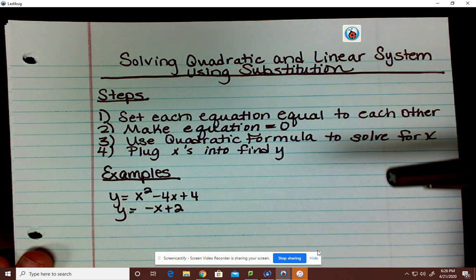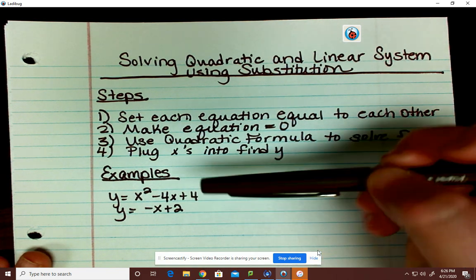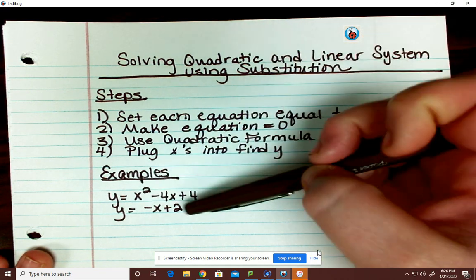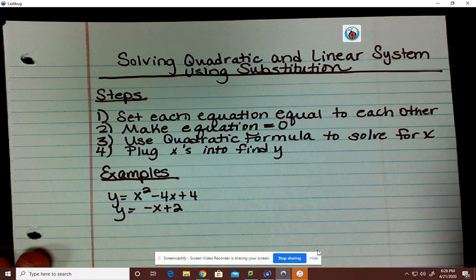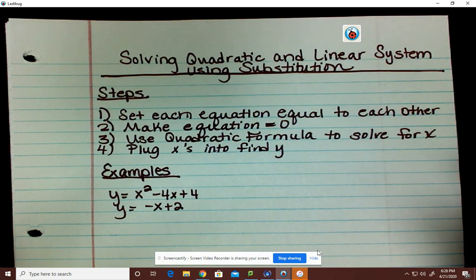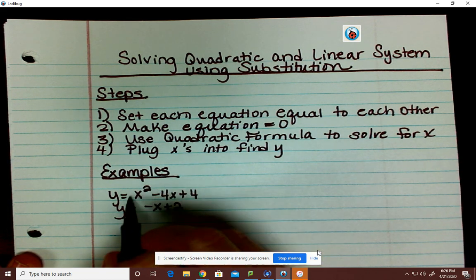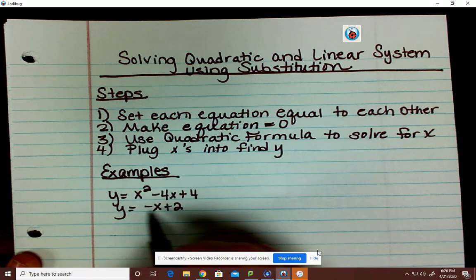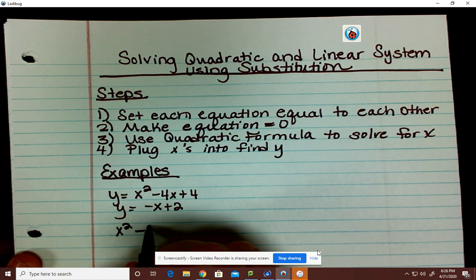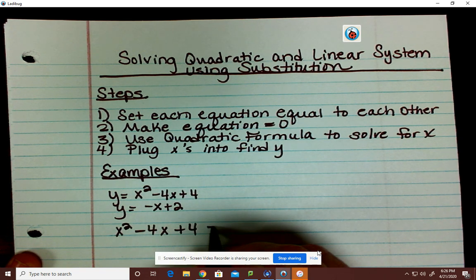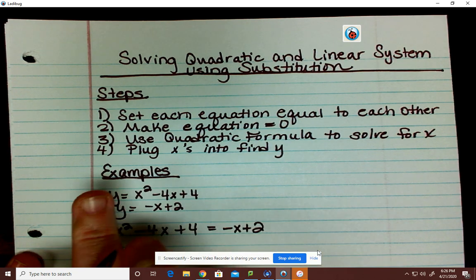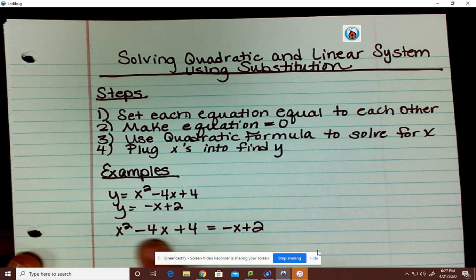All right, so here we have our two equations. This one's quadratic because it has the x squared. This one is linear because it doesn't. We could go through graphing both of those and see where they intersect. Again, sometimes it's not easy to see where they intersect, so we know that substitution is a method we can use. What we're going to do is set these two things that y equals equal to each other. So x squared minus 4x plus 4 equals negative x plus 2. We take the y's out of it for now and set those two things equal.